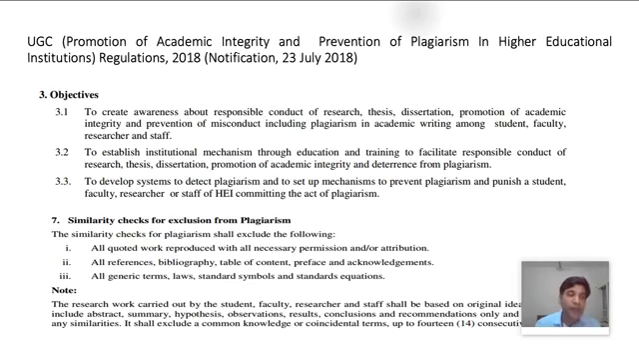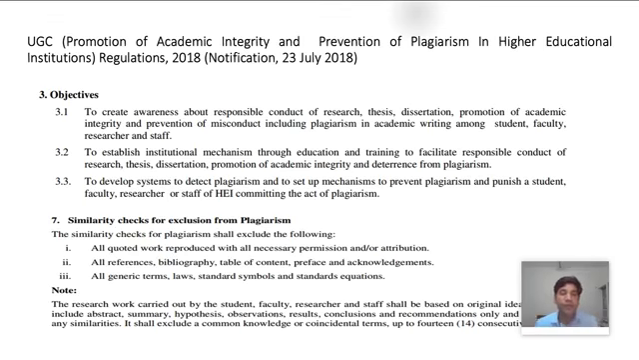So these are the key objectives behind this UGC 2018 regulation: to create awareness about research ethics and plagiarism, to establish an institutional mechanism through which education and training facilitate responsible conduct of research as far as submission of thesis is concerned, and to develop a system to detect plagiarism of research work being submitted to different universities.